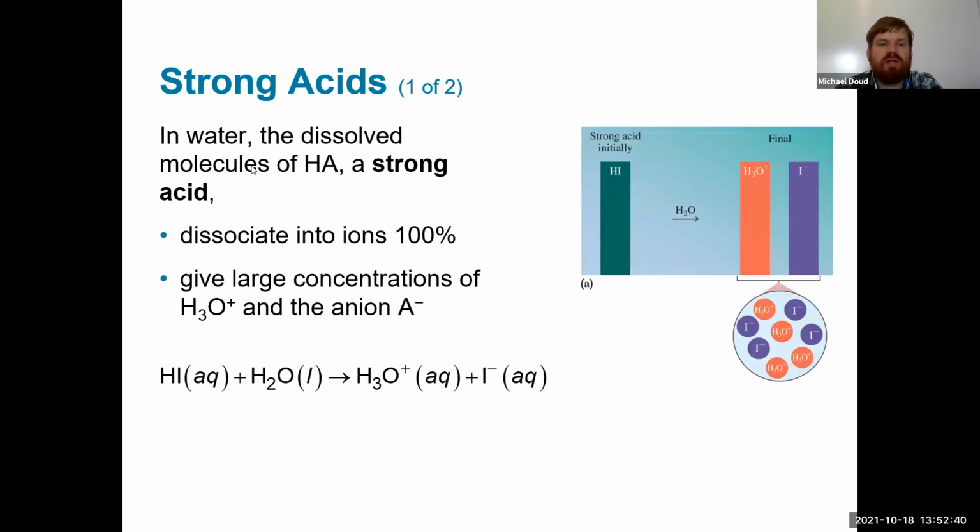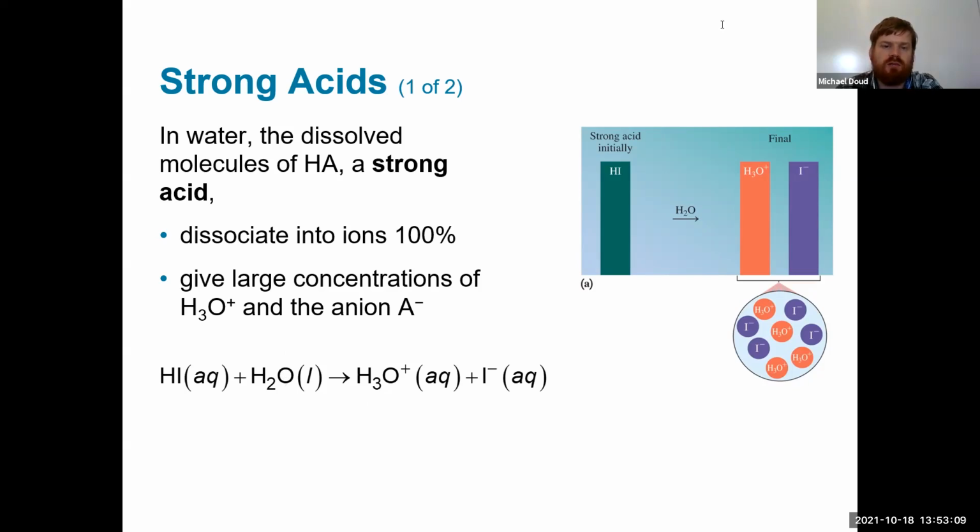So for a strong acid, if you take, for example, hydroiodic acid in solution, however much hydrogen iodide you start with, 100% of it dissociates into hydrogen ions and iodide ions. Now note here that we say that it's a hydronium ion. This is just kind of a bookkeeping thing. We see that hydrogen iodide gives up its proton to a water molecule to form the hydronium ion.